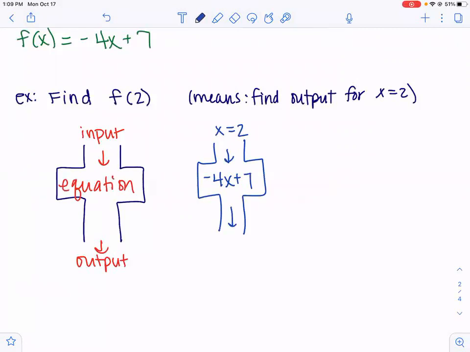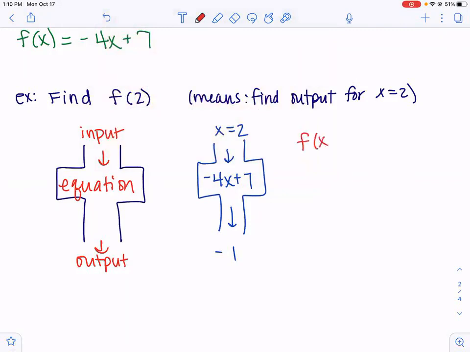Okay. In our warm-up, what did we get? -1. Okay, we got -1. Now you're probably not going to draw this weird little machine thing for me, but I want you to understand what's happening. We're taking x equals 2, plugging it into the equation, and getting an output. This is probably the work that you're going to show me.